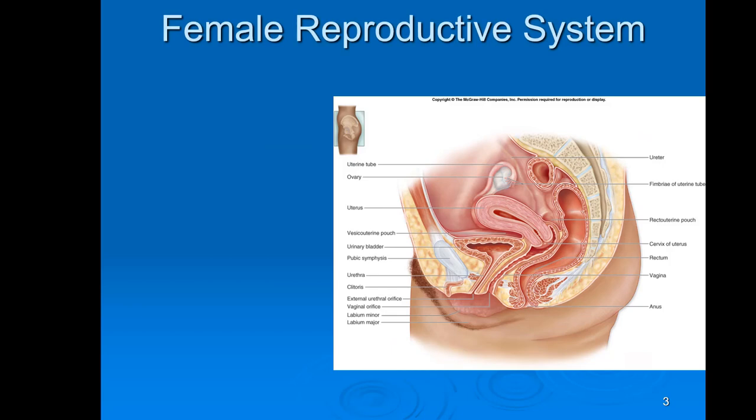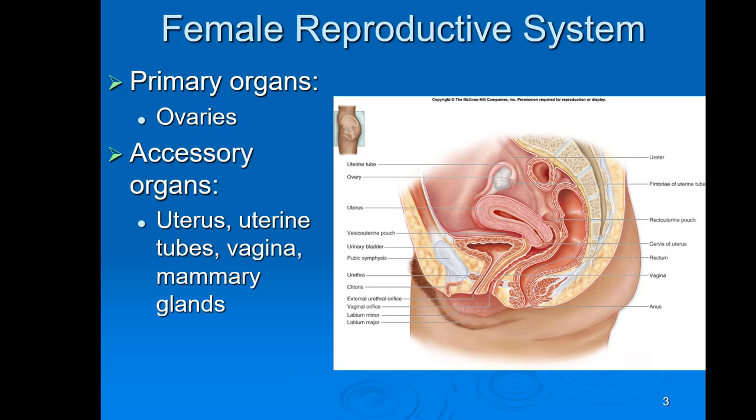So we're going to start with the female reproductive system, and here's an overview of it. The primary organs of the female reproductive system are the ovaries. There are two ovaries. Accessory organs include the uterus, the uterine tubes, also known as fallopian tubes, the vagina, and also mammary glands in the breast.